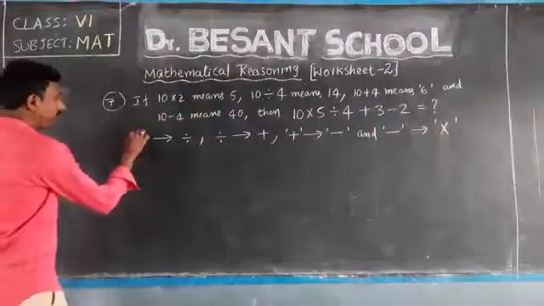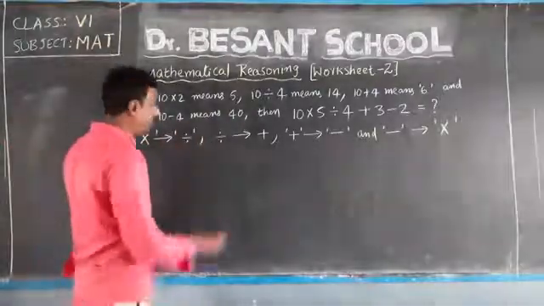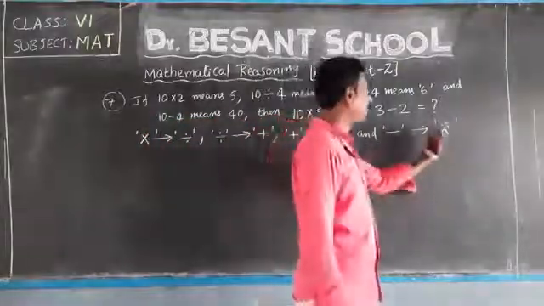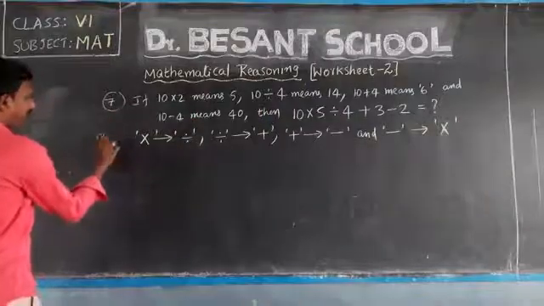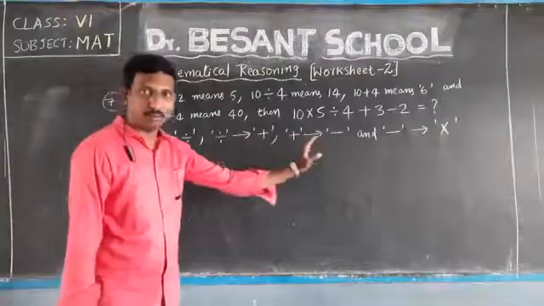Do you understand, all of you? So multiplication is used as division. Division is used as addition. Addition is used as subtraction, and subtraction is used as into. So let's come to our problem part. This is the logic to be remembered.